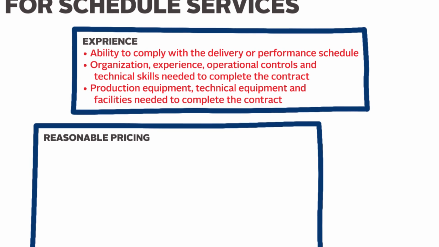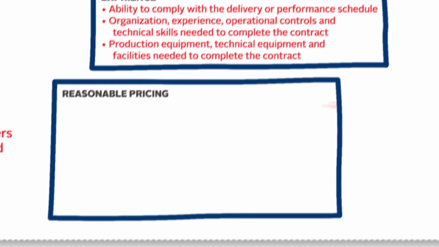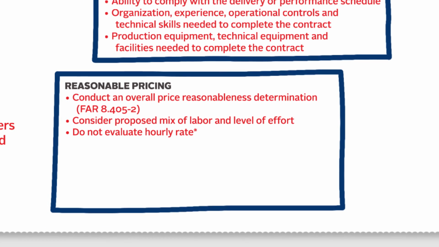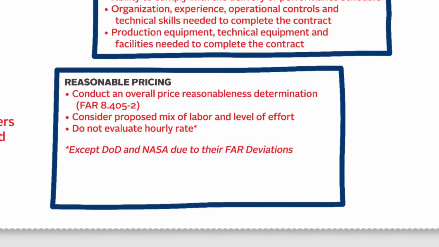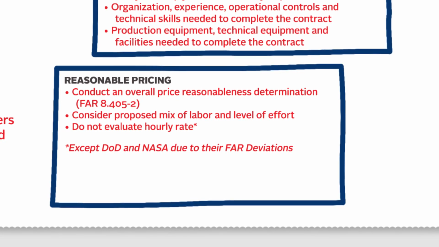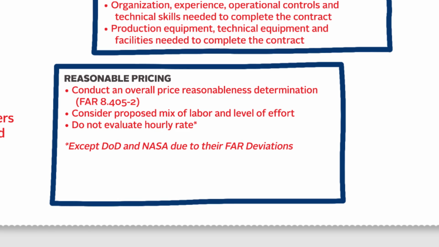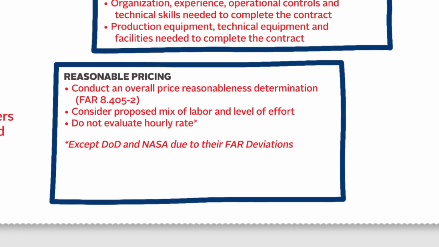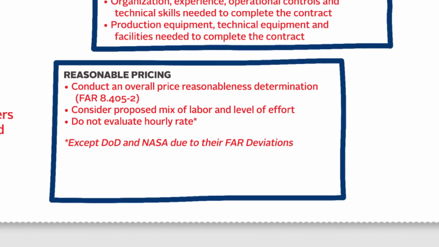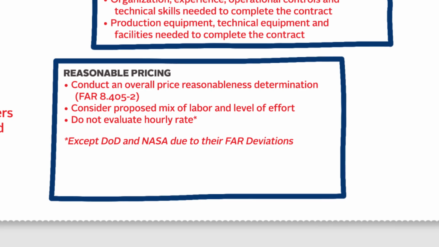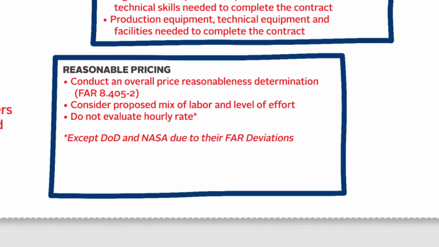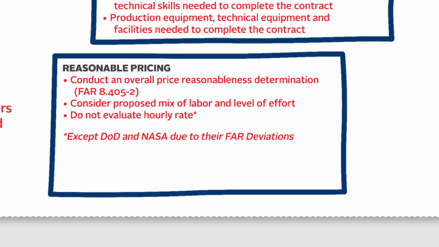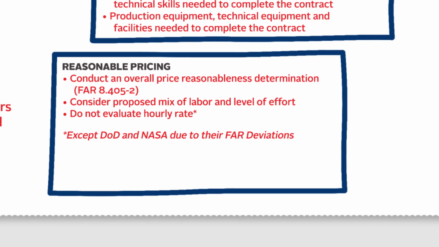When buying services in accordance with FAR 8.405-2, the ordering activity is required to conduct an overall price reasonableness determination. This means that the proposed mix of labor and level of effort must be considered in order to ensure that the overall price is fair and reasonable and provides the best value to the government. This does not mean that the hourly rate itself needs to be evaluated.